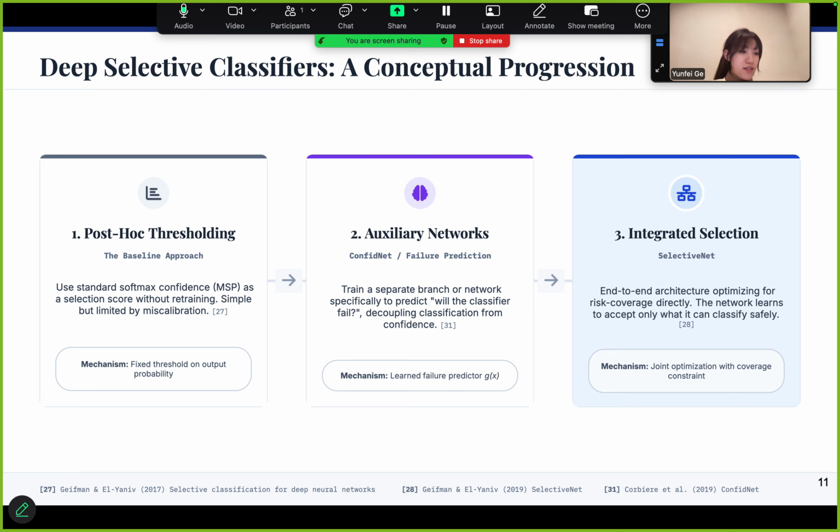And the third stage is integrated selection, like SelectiveNet. This is an end-to-end architecture that jointly optimizes classification and selection under an explicit coverage constraint. This network learns to accept only what it can classify safely. You are not post-processing a confidence score. Instead, you are learning what to accept as part of the training objective itself. So each stage replaces a generic heuristic with a more targeted, principled mechanism.